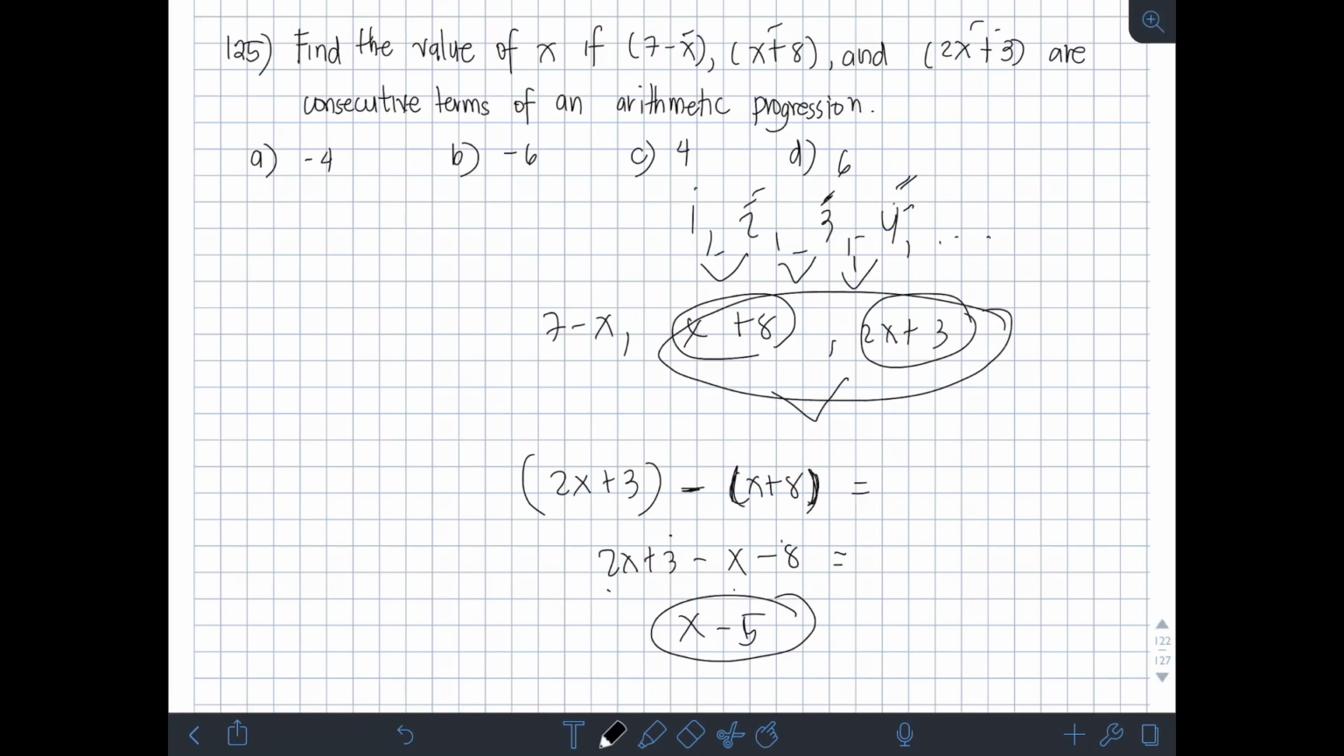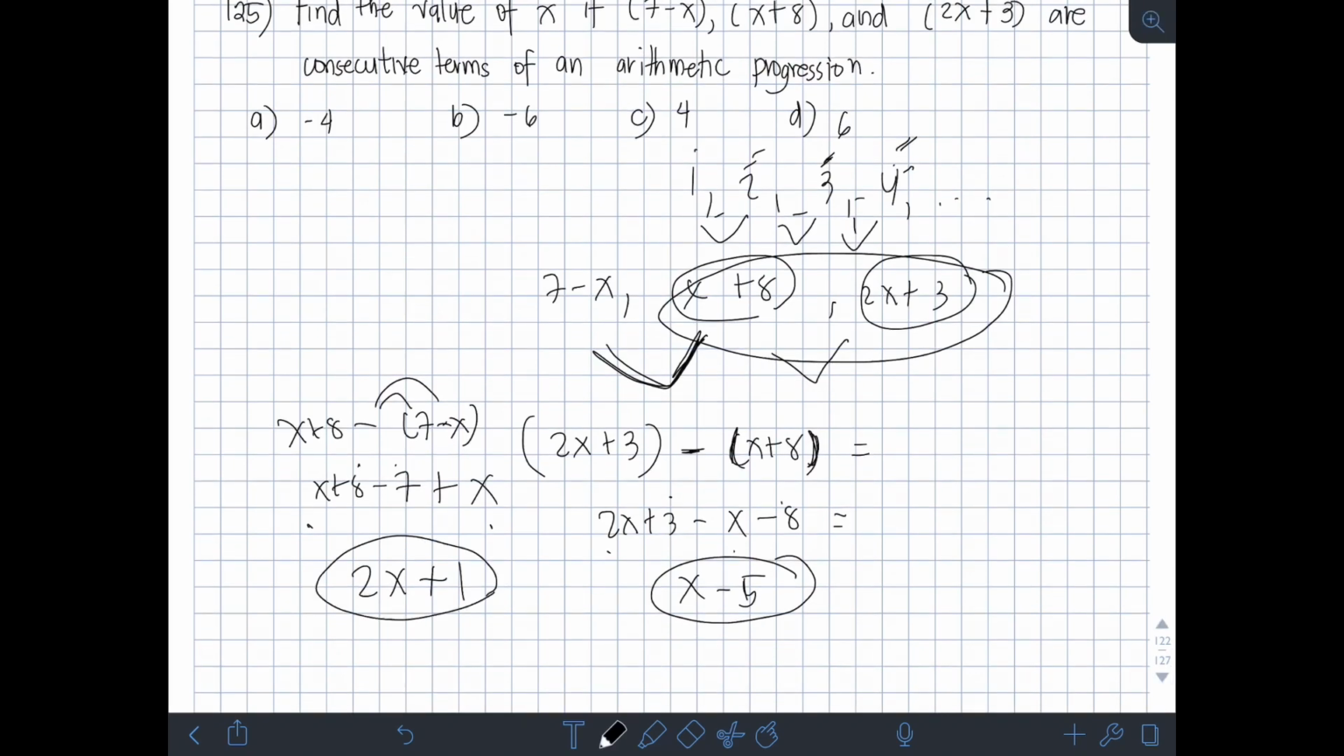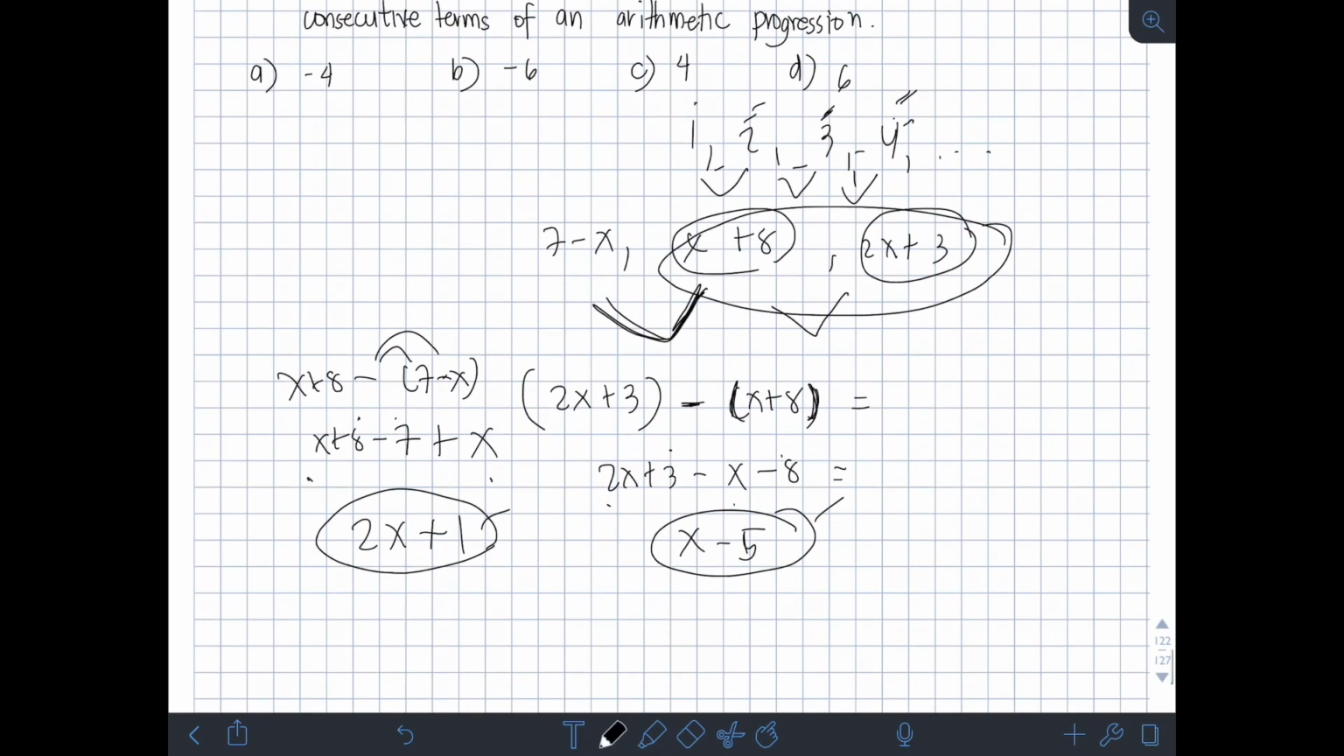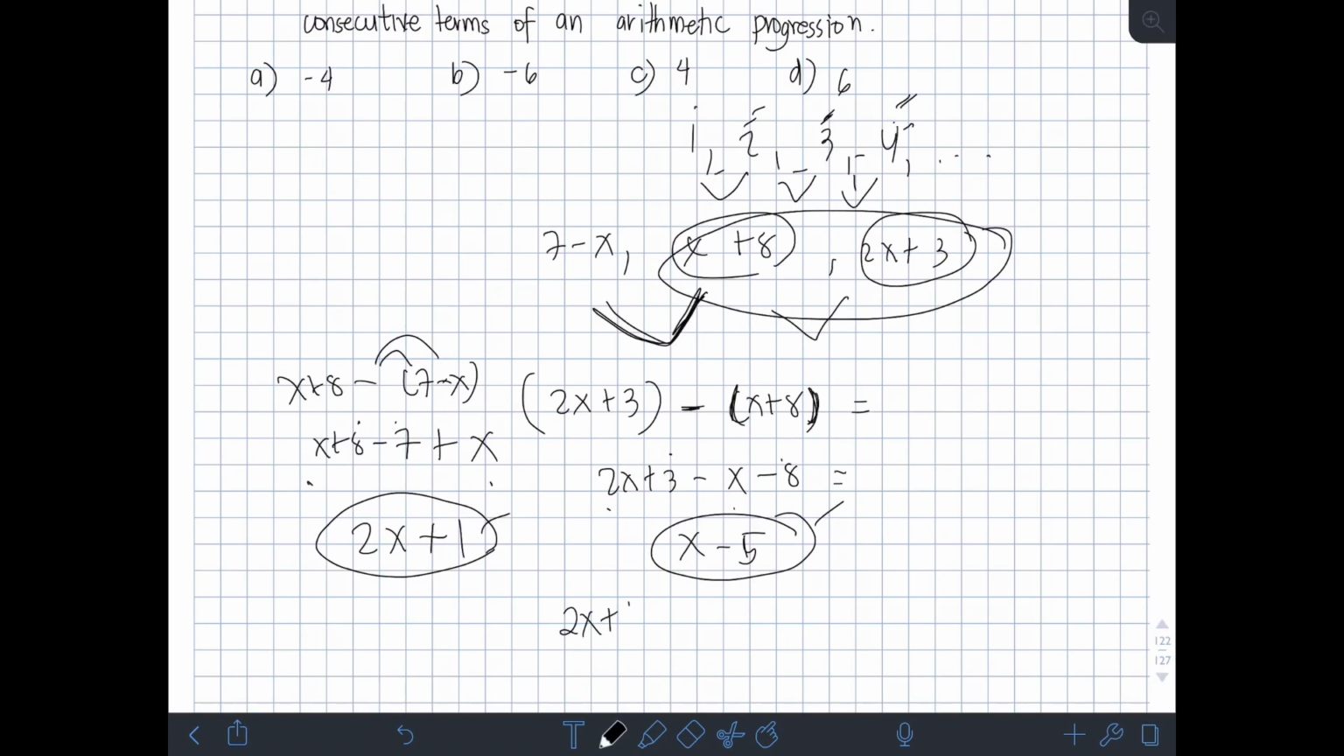So, dapat, pag kinuha din natin yung common difference na to, let's say, x plus 8 minus 7 minus x, ilan naman yan? So, x plus 8, distribute si negative, negative 7 plus x, right? So, x plus x, 2x, then 8 minus 7 is positive 1. So, dahil common nga yung difference na to, itong dalawa, pwede natin i-equate. So, that 2x plus 1 is equal to x minus 5.